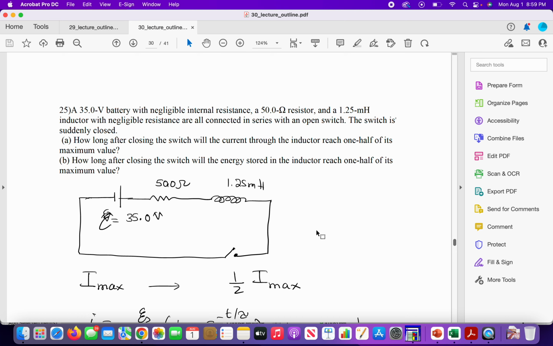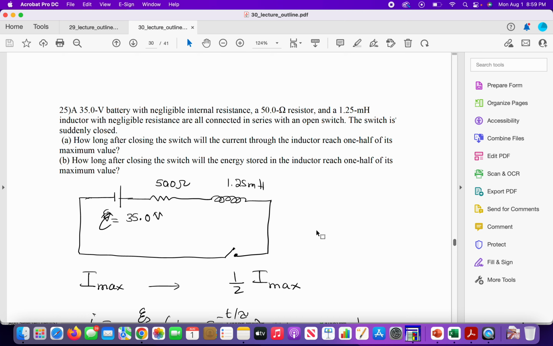Here we have a 35.0 volt battery with negligible internal resistance, a 50 ohm resistor, and a 1.25 millihenry inductor with negligible resistance, all connected in series with an open switch. The switch is suddenly closed. This is an RL circuit.